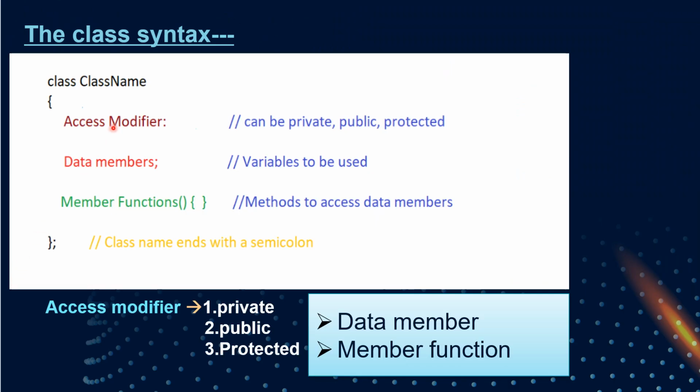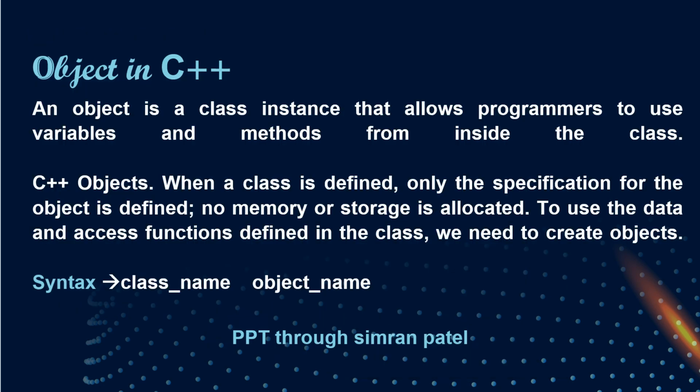Now the syntax of class. How will we write the class syntax? Firstly we will write the keyword class, followed by the name of the class. After that we will open the class with curly braces, in which we will write access modifiers, data members, and member functions, and we will close the class with a semicolon.